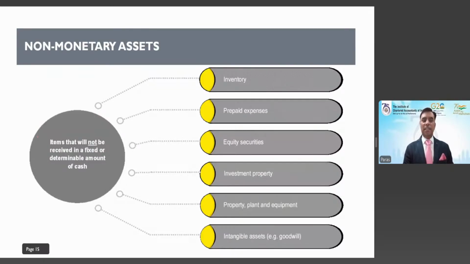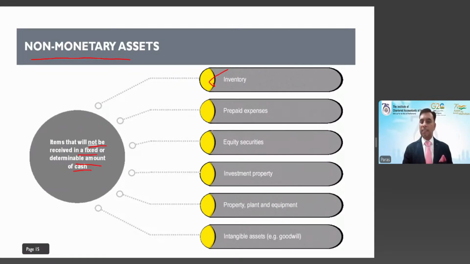Next is non-monetary assets. What is the definition of non-monetary assets? Standard says non-monetary assets are those items that will not be received in fixed or determinable amount of cash. For example, inventory. If you are having inventory in your godown on the reporting date, then this is non-monetary assets. Why? Because you do not have the right to receive cash from your customer. Why? Because you have not sold this inventory to your customer. It is lying with you. And hence, if you do not have the right to receive fixed amount of cash, we can say this is non-monetary assets.